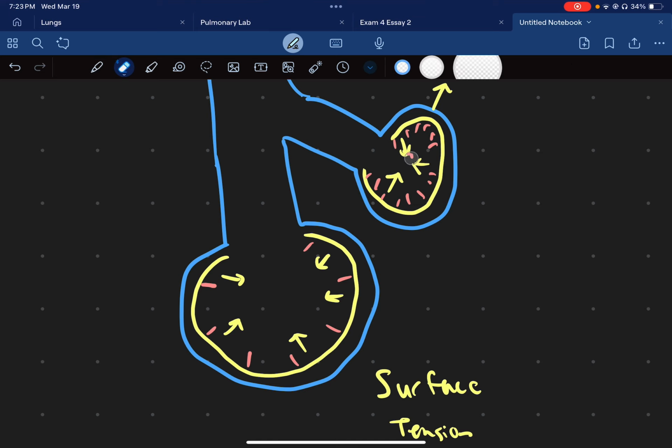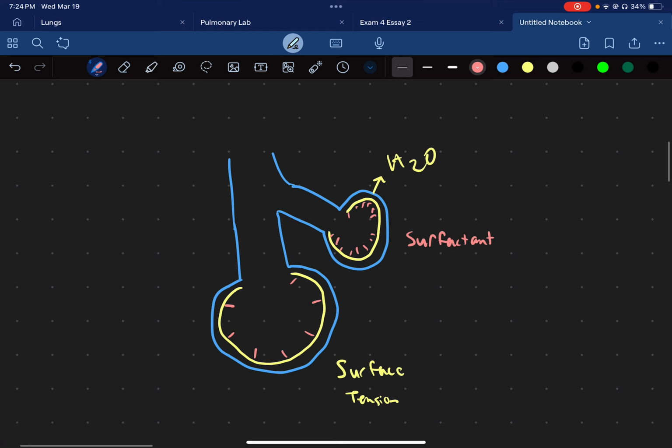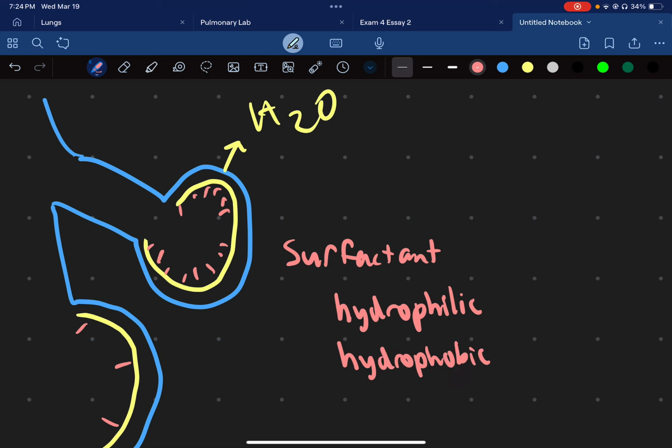Erase these arrows here. Surfactant. Surfactant is interesting because it can come in many different forms, but it always has one end that is hydrophilic, which means it likes water, and then one end that is hydrophobic, doesn't like water. So obviously the hydrophilic end will be facing towards the water, and then the hydrophobic ends will all be facing away from the water.